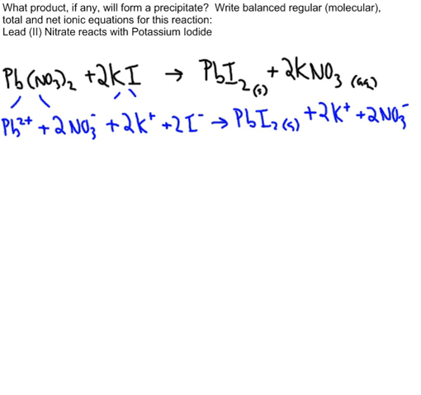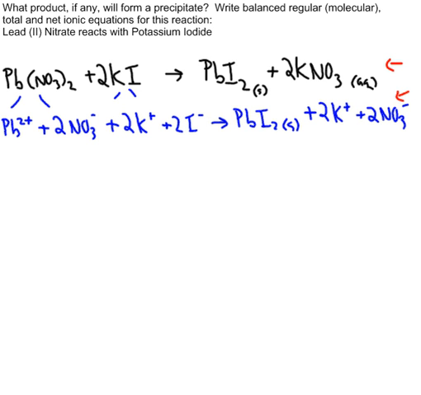We have our regular molecular balanced equation. You'll note that this remains balanced here, still 2 Ks and 2 Ks on both sides, one lead. Total ionic equation. And now the last little bit is finding the net ionic equation, which is the easiest. You've done 95% of the work at this point.